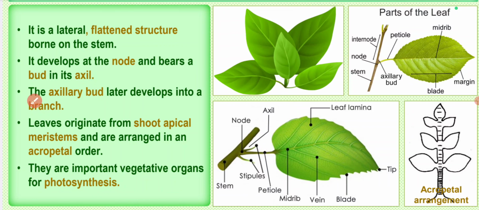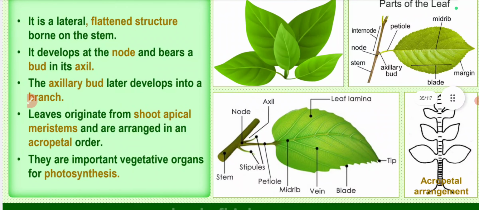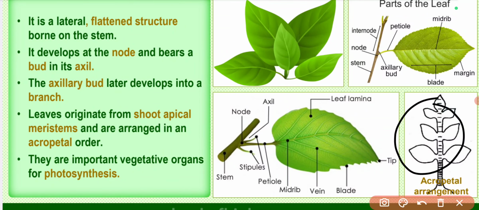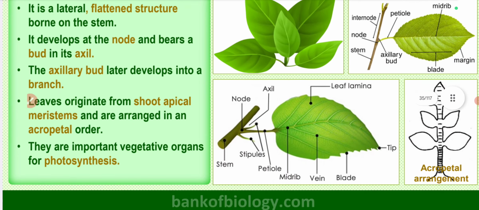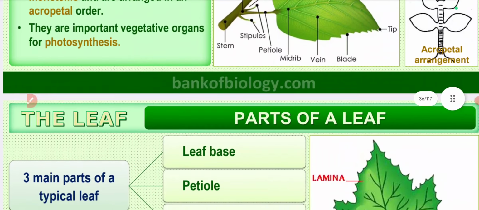Next, the axillary bud later develops into a branch. Leaves originate from shoot apical meristem and are arranged in an acropetal order. Acropetal order, what does it mean? As you can see in this diagram, it is an acropetal order like this. They are important vegetative organs for photosynthesis. Obviously, we all know leaves are called the kitchen of the plant, so they help in photosynthesis.